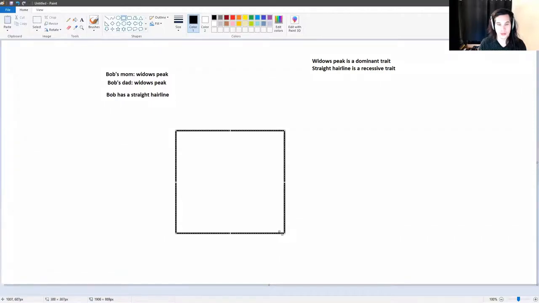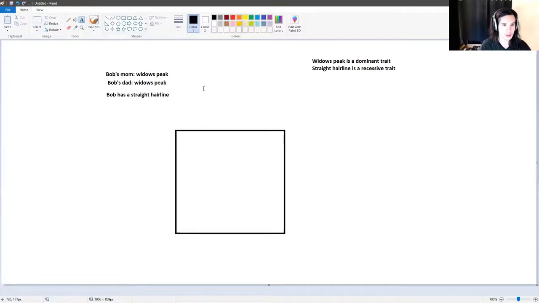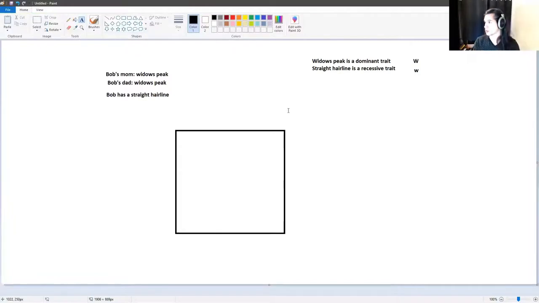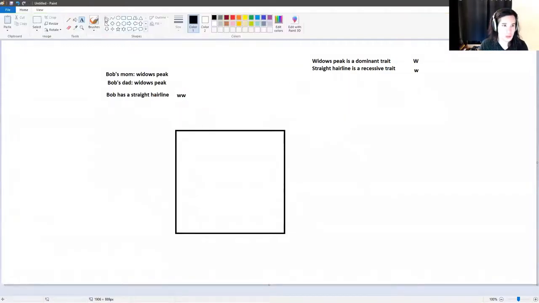So what does it mean to have a widow's peak? Widow's peak is the dominant trait, so that's going to be big W, and we'll put straight hairline as little w. And because straight hairline is recessive, we can deduce what Bob's genotype is going to be. It must be little w, little w.